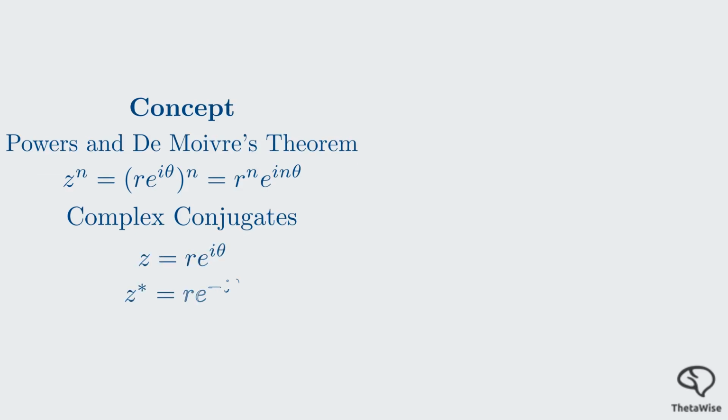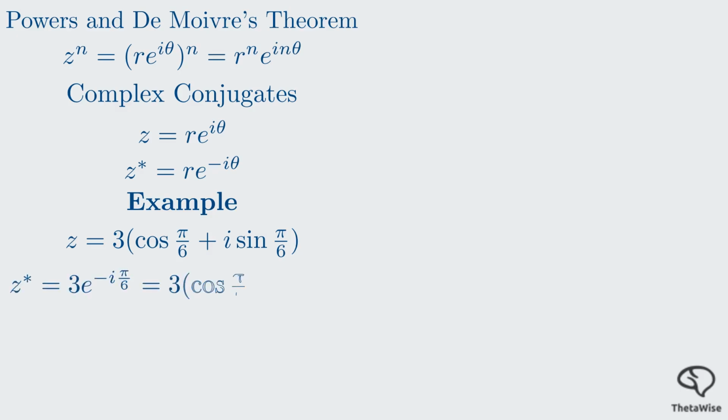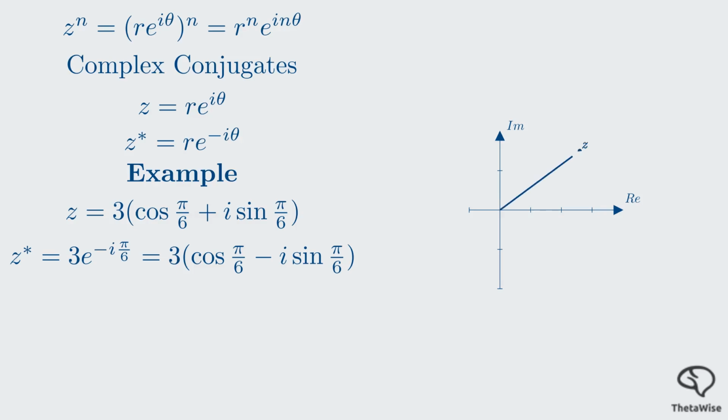If z is re to the i theta, its conjugate, z star, is re to the power of negative i theta. Let's find the conjugate of z equals 3 cis pi over 6. In Euler form, we simply change the sign of the argument. In polar form, this looks like changing the plus to a minus between the terms, because cosine of negative theta is cosine theta, but sine of negative theta is negative sine theta. Geometrically, taking the conjugate is a reflection across the horizontal real axis. The distance from the origin remains the same, but the angle is mirrored.